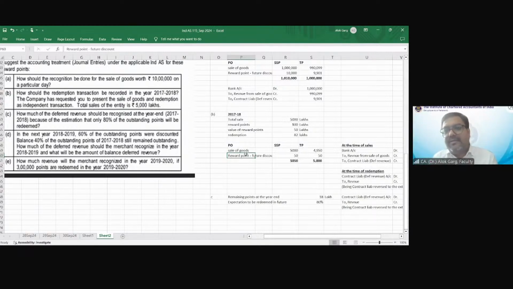Rolex accounting entry क्या पास करेगा? Bank account debit 1 lakh, to revenue from sale of watches 1 lakh, to contract liability 0.